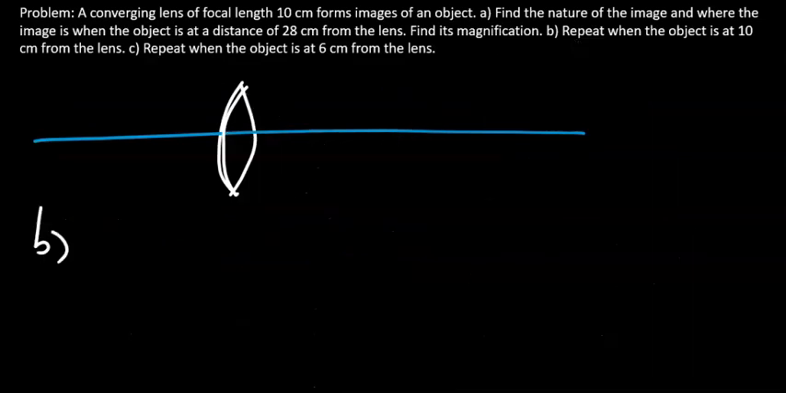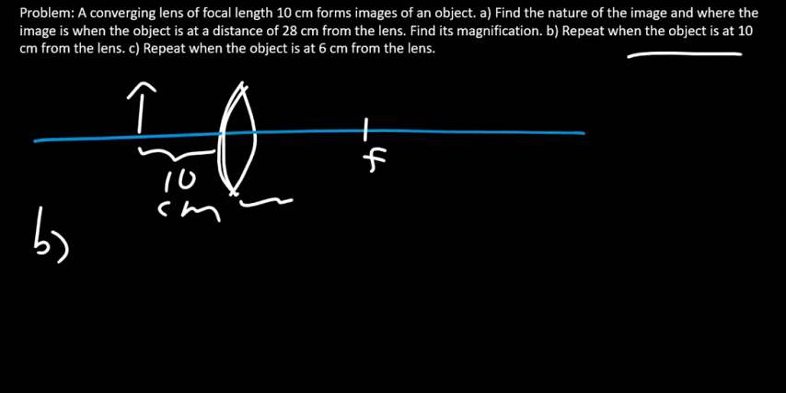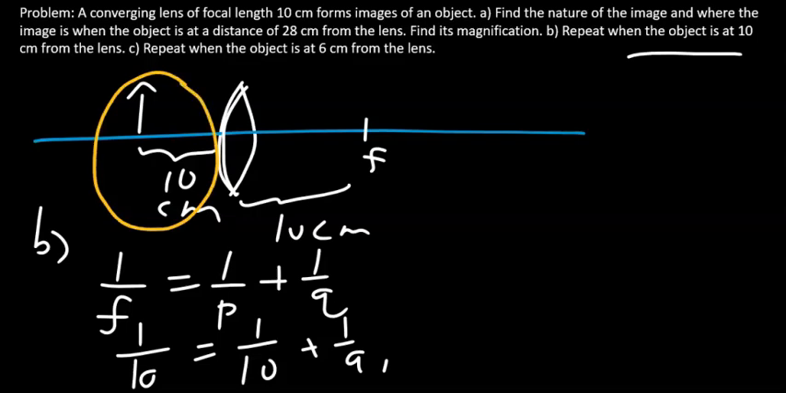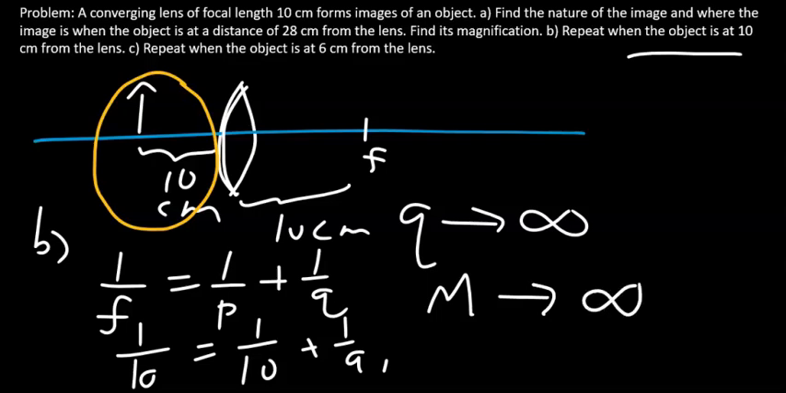Now let's do part B. Repeat when the object is at 10 cm from the lens. So now the object is at 10 cm from the lens. We know the focal length is also 10 cm. So immediately you see that from the thin lens equation, since f is positive 10, now p is also positive 10 because the object is on the same side as the incoming surface, and that would make q to be infinity, or the image is formed at infinity. Similarly, the magnification becomes infinite as well.